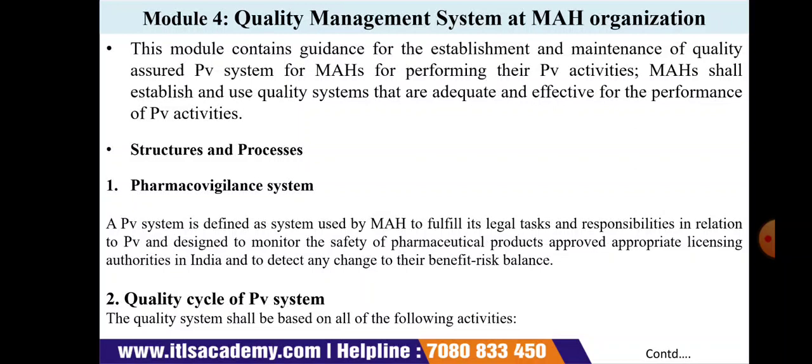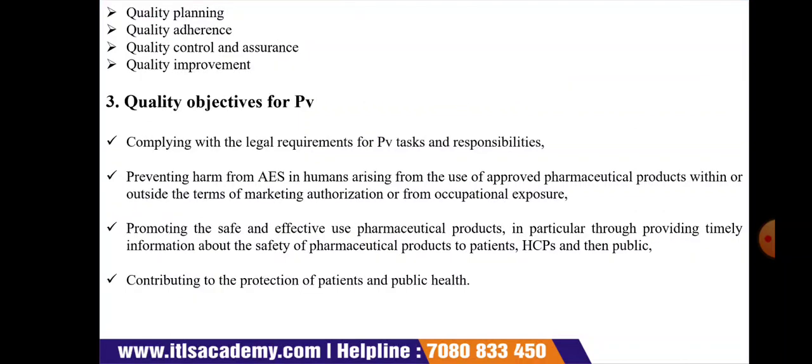Then comes the quality cycle of the pharmacovigilance system. The quality system shall be based on the following activities, that is quality planning. Quality planning covers establishment of the structures and planning integrated and consistent processes. Then comes quality adherence, which is carrying out tasks and responsibilities in accordance with quality requirements. Then comes quality control and assurance, monitoring and evaluating how effectively the structures and processes have been established and how effectively the processes are being carried out. Then comes quality improvement, meaning correcting and improving the structures and processes wherever necessary.